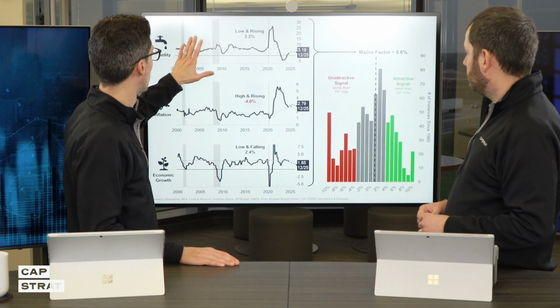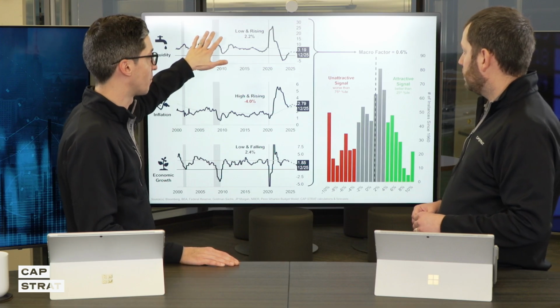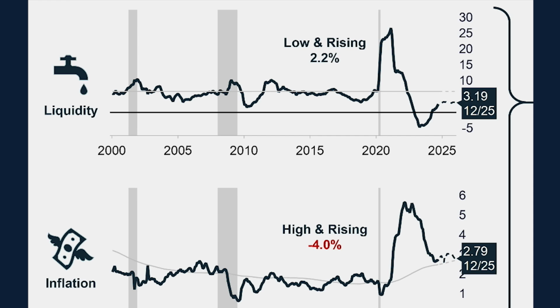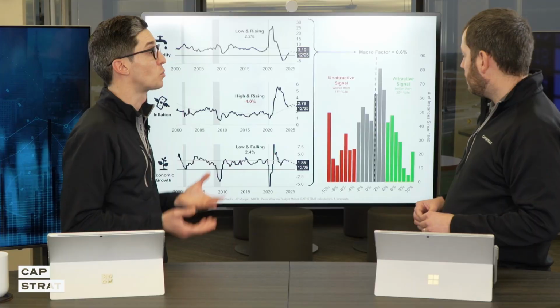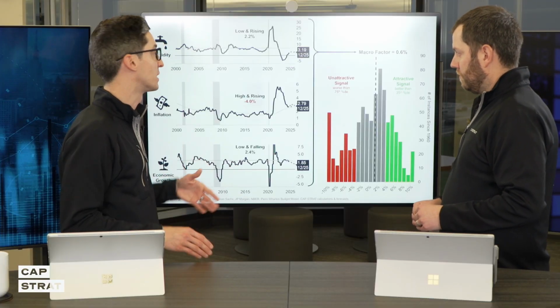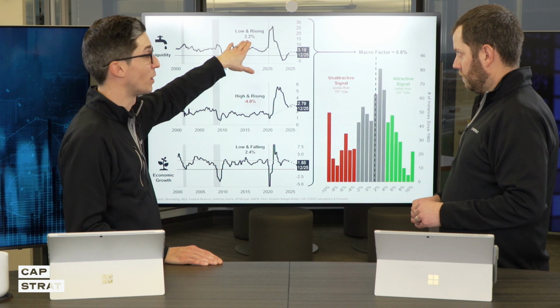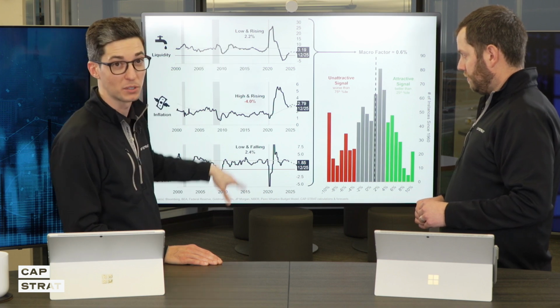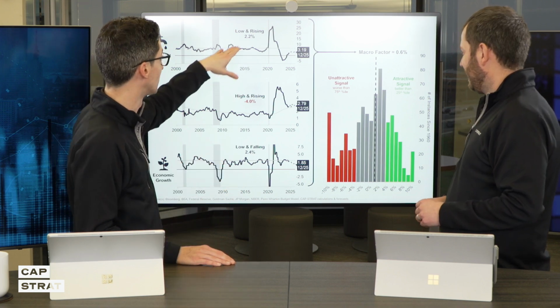Yep. So speaking of the Fed, that immediately impacts liquidity. Liquidity low and rising, that's generally a positive environment for stocks, for US large cap stocks. The key there is the rising part. You want improving liquidity, the Fed cutting rates. That contributes 2.2%. Okay, all these numbers are going to come together at the end, so just bear with us.